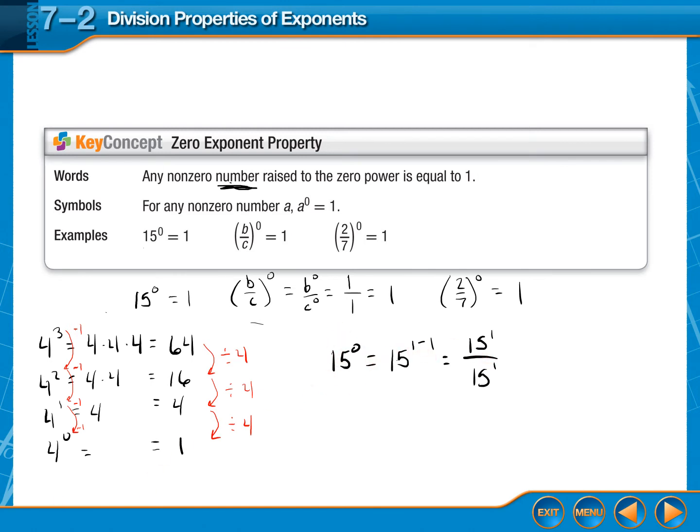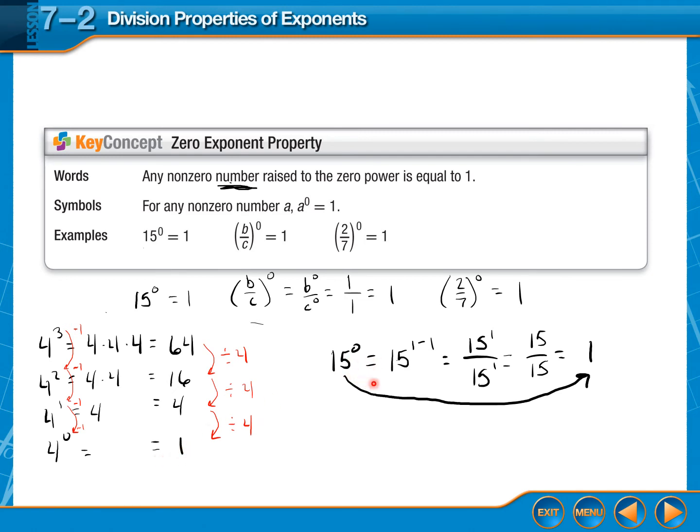Well, what is 15 to the first divided by 15 to the first? It's just 15 divided by 15, which is 1, because anything divided by itself is 1. So 15 to the power of 0 is equal to 1. And so we showed that two ways. We showed it by following this pattern here with exponents. As we're decreasing our exponents, we're dividing by the number that is in the base. So when we have 4 to the first power, and then I go to the 0 power, I'm doing 4 divided by 4, which is 1.